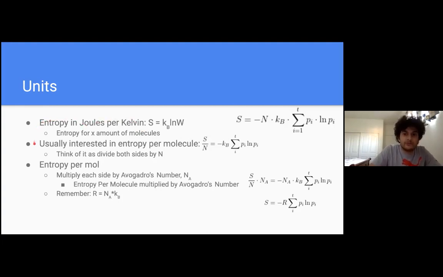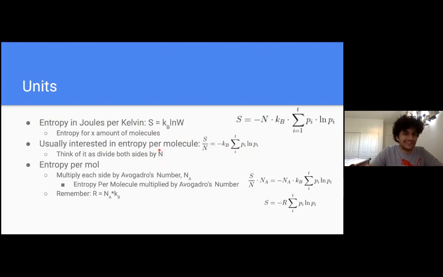Now, normally though, we're not interested in that. We're interested in entropy per molecule. That way we can compare between systems a lot better. So to do that, think of it as dividing this equation by n. So this is S divided by n, and here the n will cancel out, right? So you're just left with negative k_B and then the sum. That is your entropy per molecule.